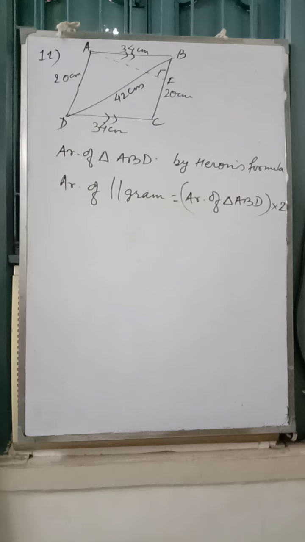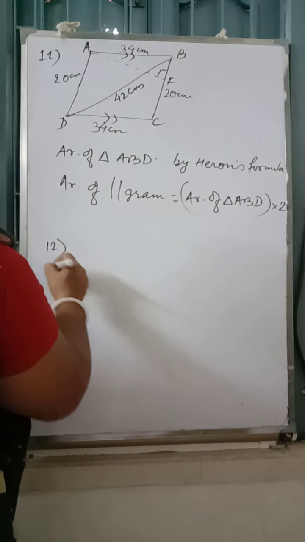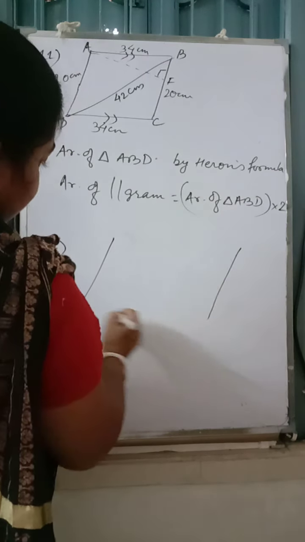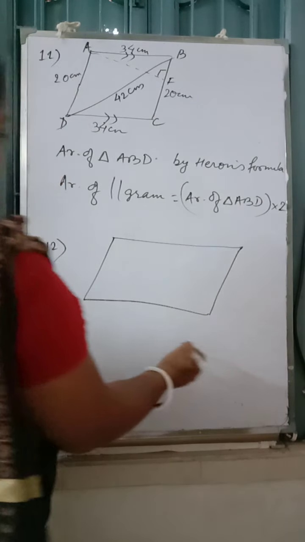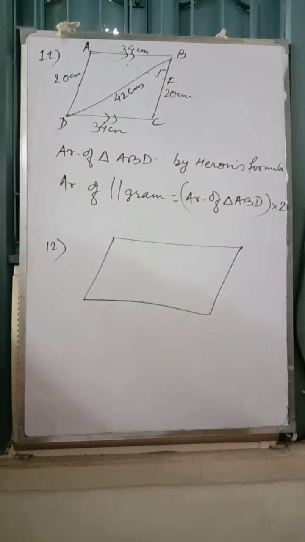Question number 12. It says one of the sides of a parallelogram is 12 centimeter and the altitude corresponding to it is 8 centimeter. If the length of the altitude corresponding to its adjacent side is 16 centimeter, find the length of its adjacent side. You have a parallelogram. Please listen, because I am not going to solve this sum. I am already explaining it. You must do it.